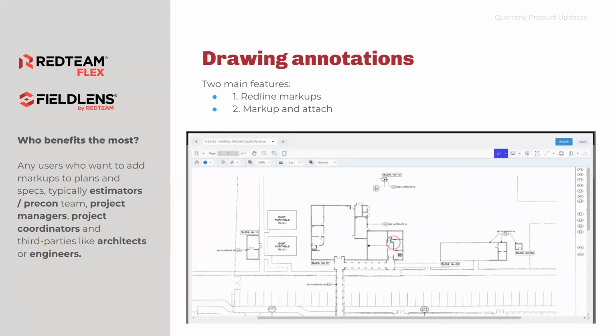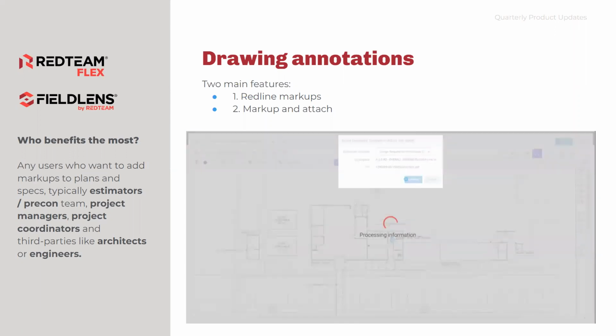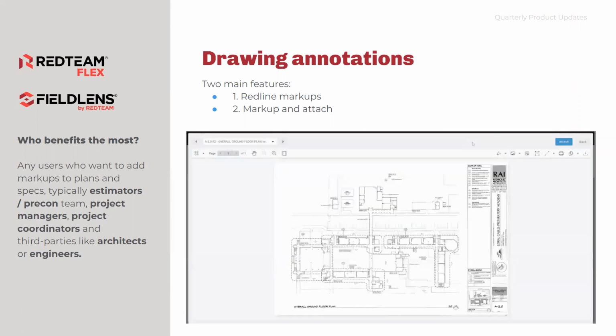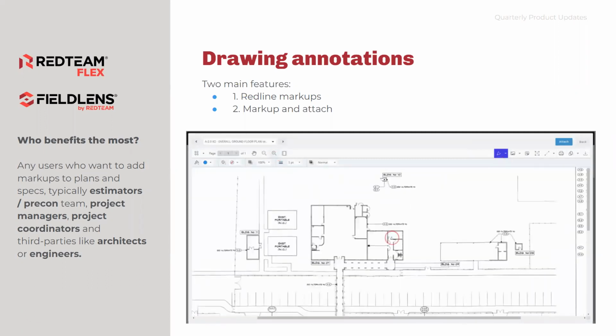All right. We're going to start here with the drawing annotations. So drawing annotations, again, something that is live today. This was an update that we made that has two main features to it, both the red line markups annotations feature and the markup and attach feature. And again, like I said, this is something that can be done both in Flex and in Fieldlens.